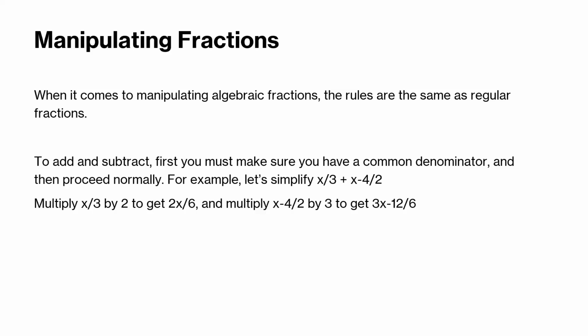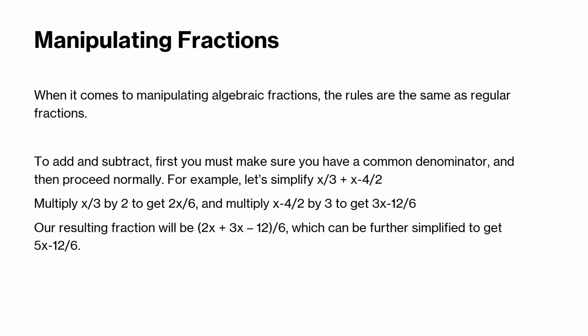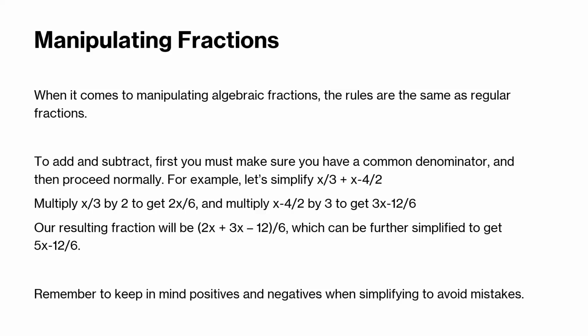We can see that they now both have a common denominator, 6. Our resulting fraction would be this, 2x plus 3x minus 12 over 6, which can then be further simplified to get 5x minus 12 over 6. Remember to keep in mind positives and negatives when simplifying to avoid mistakes. For example, if you have a fraction subtracted by another fraction, but the first term in the second fraction is a negative, make sure that the negative and the negative cancel out to become a positive.